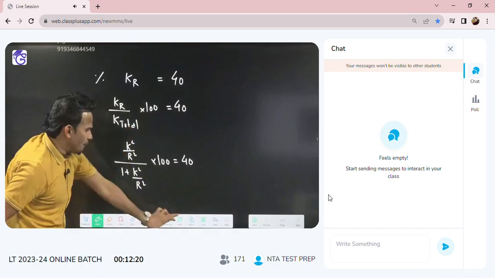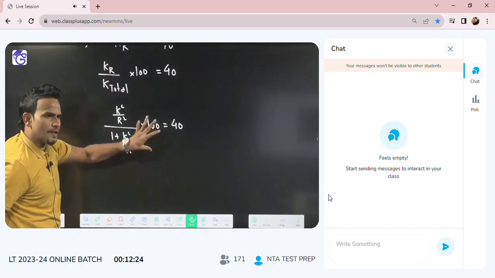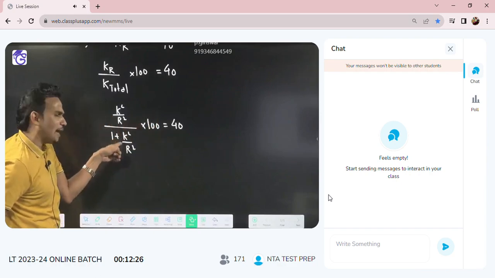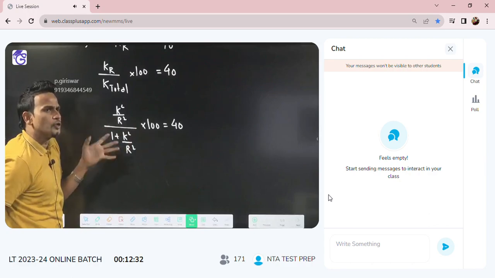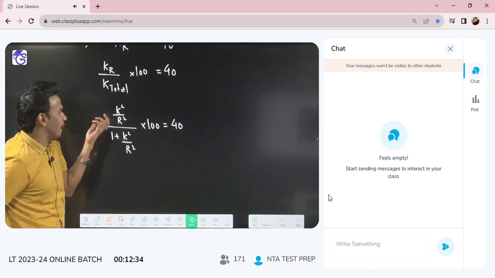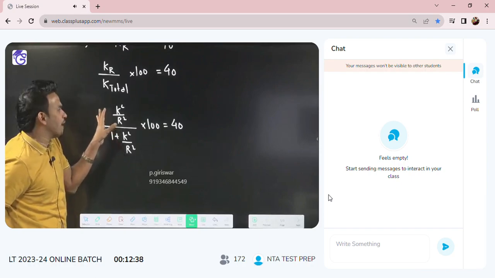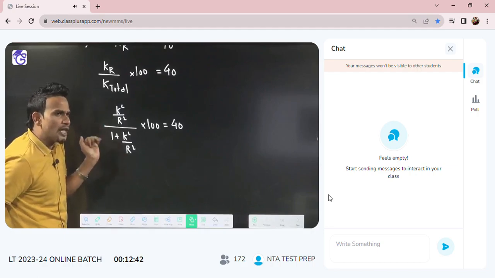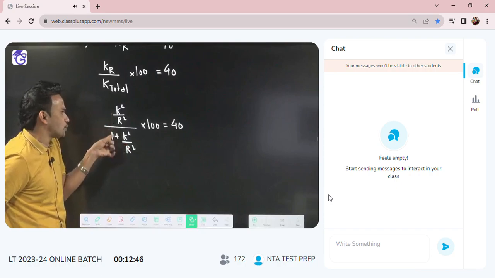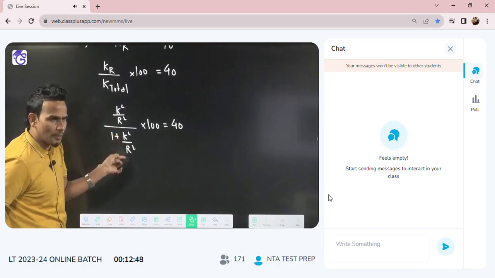Now from here we don't know the value. Previously, in all the questions we used to put the value of k square by r square and get the answer. But here the body is not known, so we cannot put the value of k square by r square. Means we have to calculate k square by r square. For every different body, the value of k square by r square is different. So in order to identify, we have to calculate k square by r square.